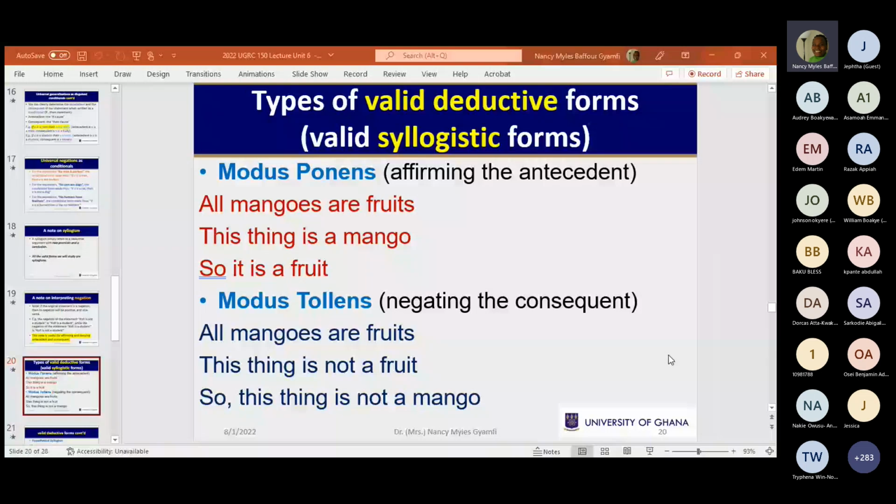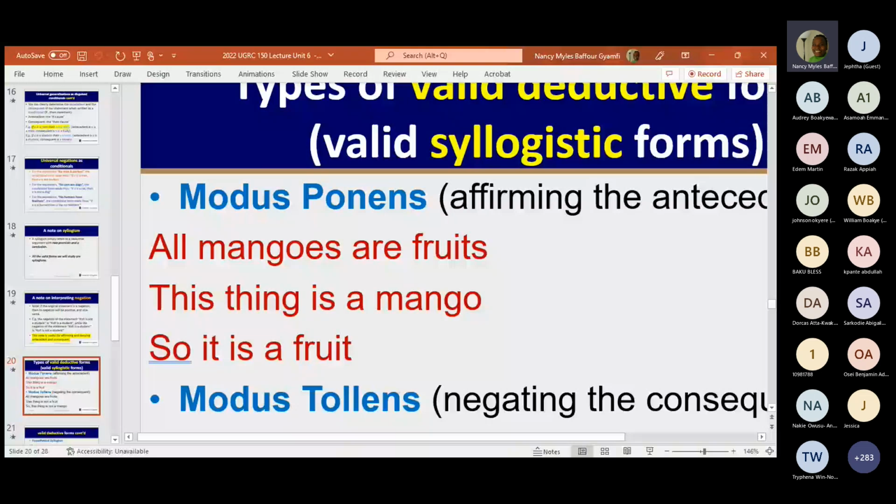On my screen, I projected modus ponens. All mangoes are fruit, a famous example that we worked with. As soon as we have all mangoes are fruits, we know that our antecedent is X is a mango. Our consequence is X is a fruit. Then right after that, what you should do next is affirm the antecedent. Bring the antecedent as it was given to you next. That's the rule. So our example now is, if you do not study, then you will not pass. Jephthah tells us the antecedent is you do not study.